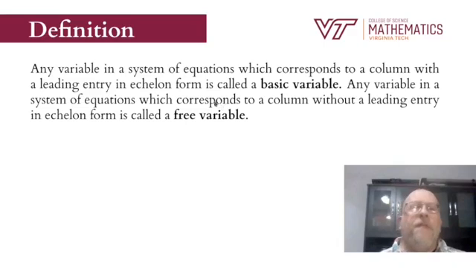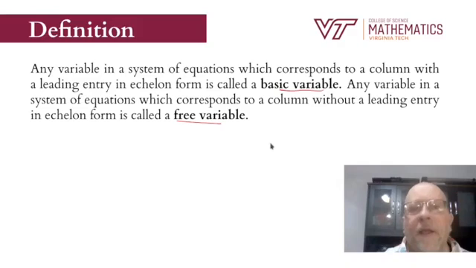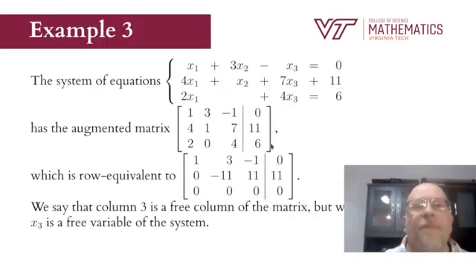Any variable in a system of linear equations that corresponds to a column with a leading entry is called a basic variable. And any variable in a system that corresponds to a column that doesn't have a leading entry is called a free variable. So we can talk about the columns being basic and free. We can also talk about the variables being basic and free. Let me show you an example here.